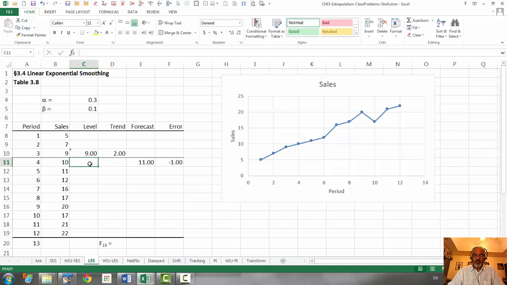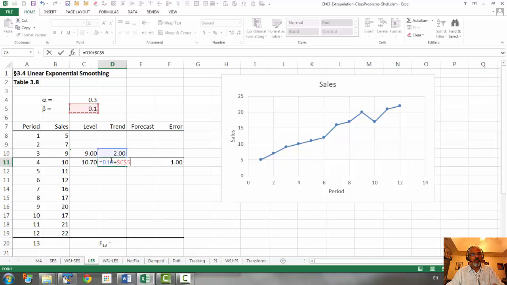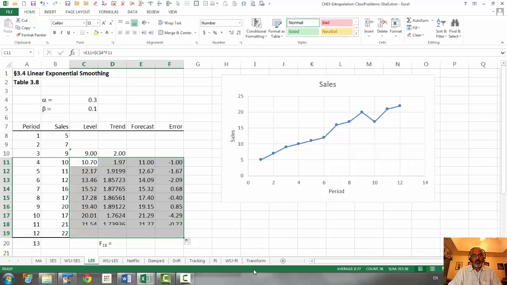For level, it is the forecast plus alpha times the error, where alpha should be absolute referenced. So that gives us the smoothed level value. Now the trend is the previous trend plus beta times L minus F, where beta should be absolute referenced. So L is right there minus F. So that will give us the smooth trend. So now we can copy these the rest of the way and put the border back.